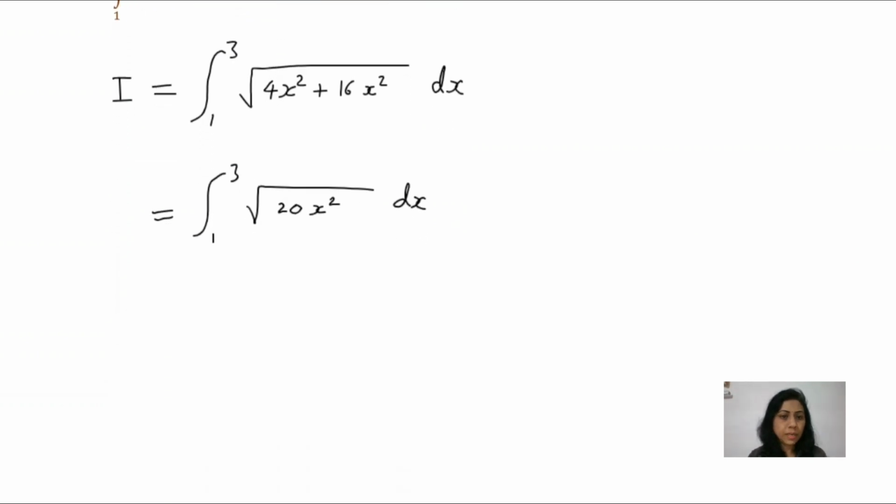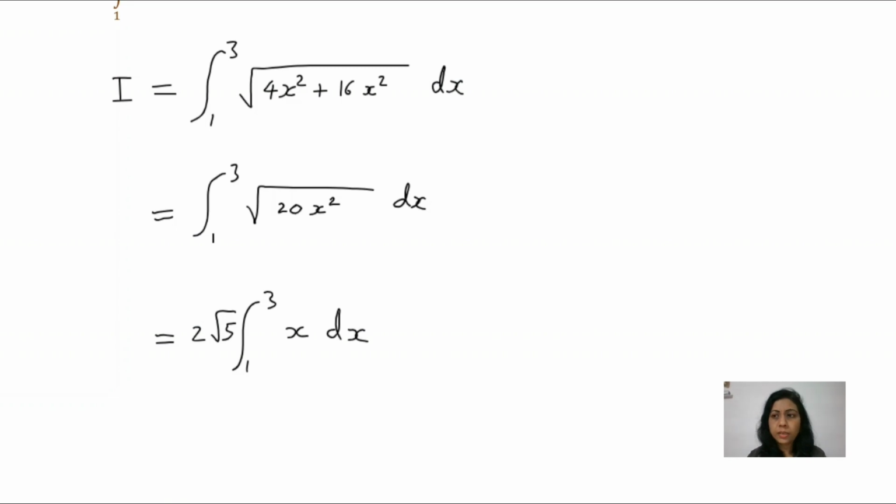Again we simplify. So the integral from 1 to 3, and the square root of 20 is 2 square root 5, because 4 times 5, so the square root of 4 is 2, and the square root of 5 stays. So we write the 2 square root 5 outside, and the square root of x² is x, dx.